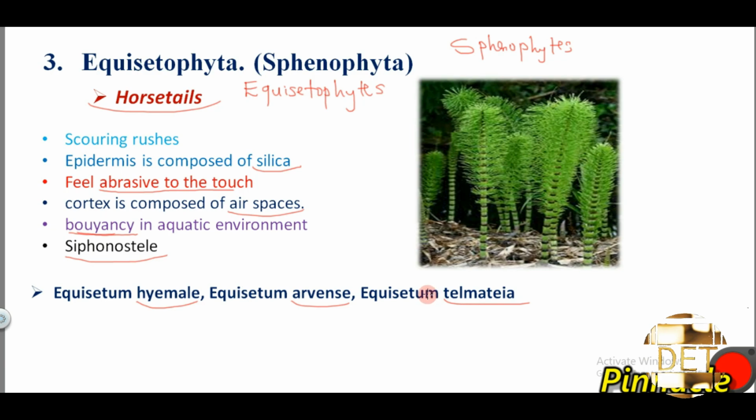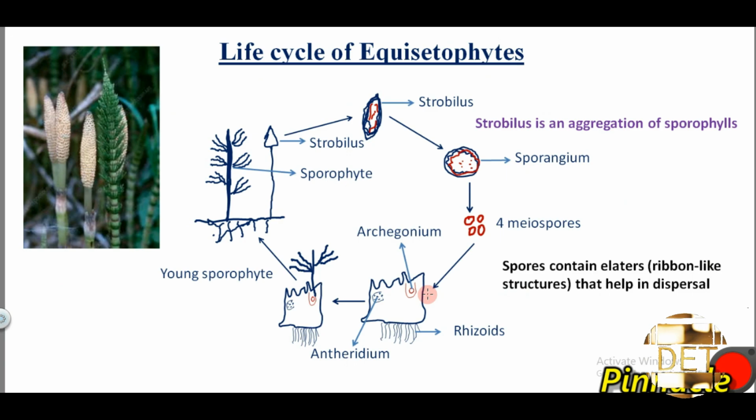So let's look at the life cycle of Equisetophytes. Very important. In Equisetophytes, the main plant body is the sporophyte generation. Generally, in the phylum Pteridophyta, the main plant body is the sporophyte generation, right? So in this sporophyte plant, they have the strobilus.